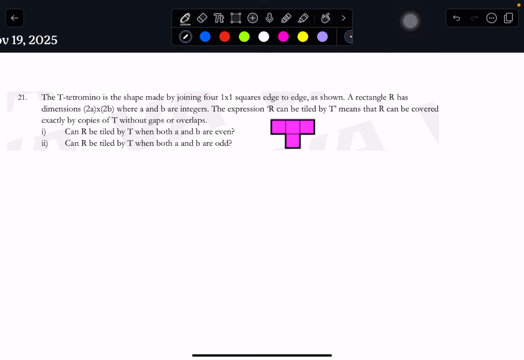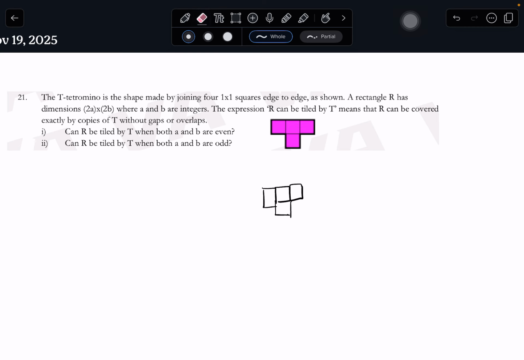Okay, now I'm going to talk about the 21st question of the TVO problem solving booklet. Let's look at the setting of the problem. The T tetramino. First, we define what a T tetramino is. It is formed by four 1 times 1 squares in the T shape, which is quite easy.